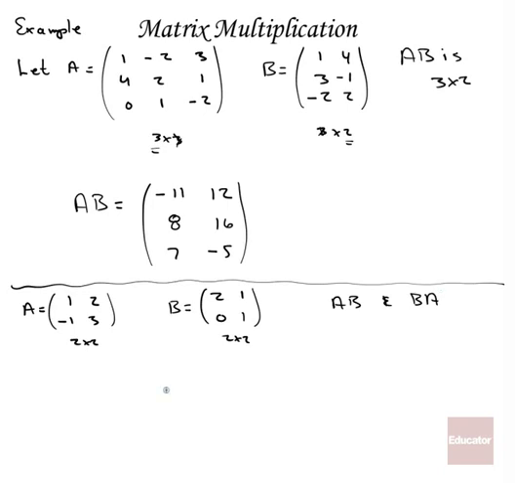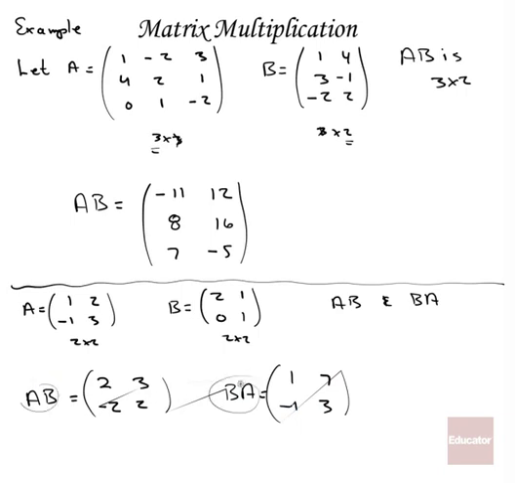All right, let's see what we've got. When we do AB, we end up with the following. We end up with 2, 3, minus 2, 2. And when we do BA, which as we said is defined, we end up with 1, 7, minus 1, 3. AB and BA are not the same. AB does not equal BA. Matrix multiplication does not commute. Okay.